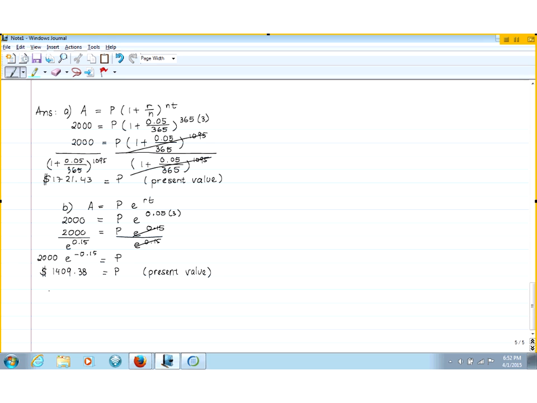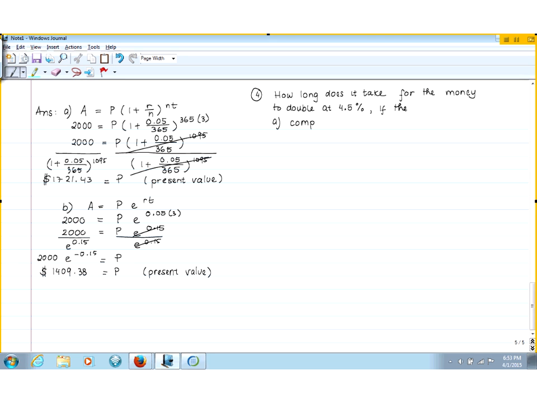Okay, good. Anyway, more problems, a little bit more examples. So next, example 3, or actually example 4. How long does it take for the money to double at 4.5% if the interest is compounded quarterly?